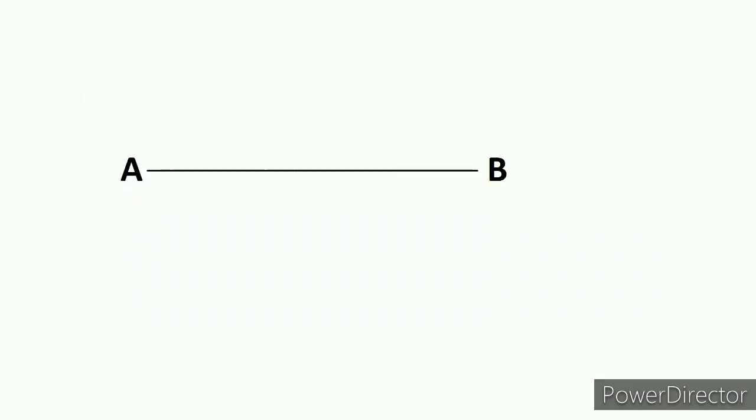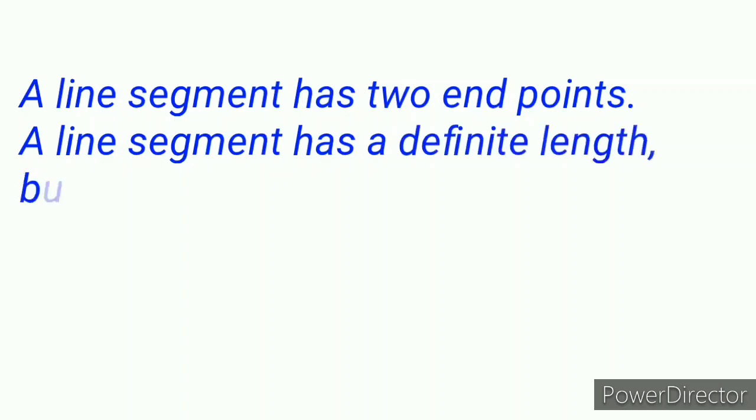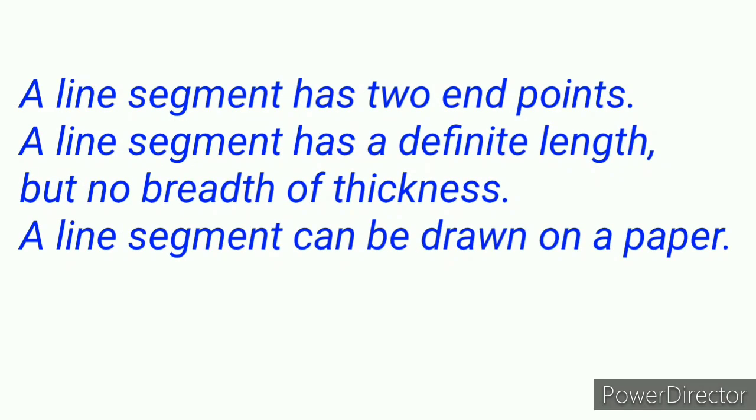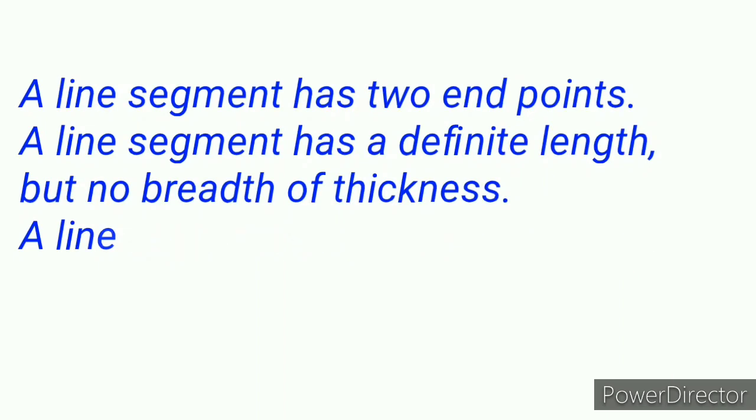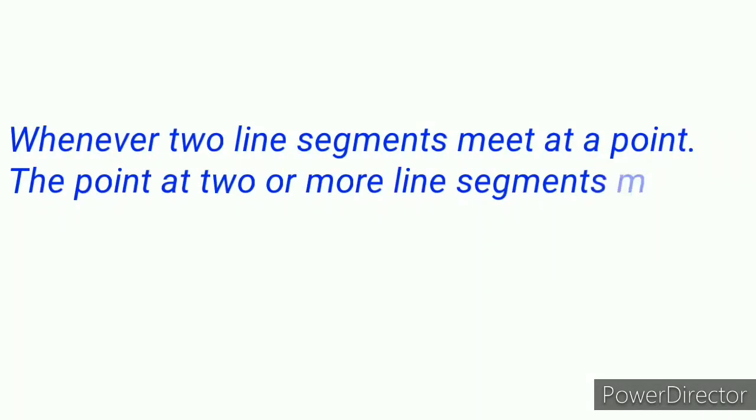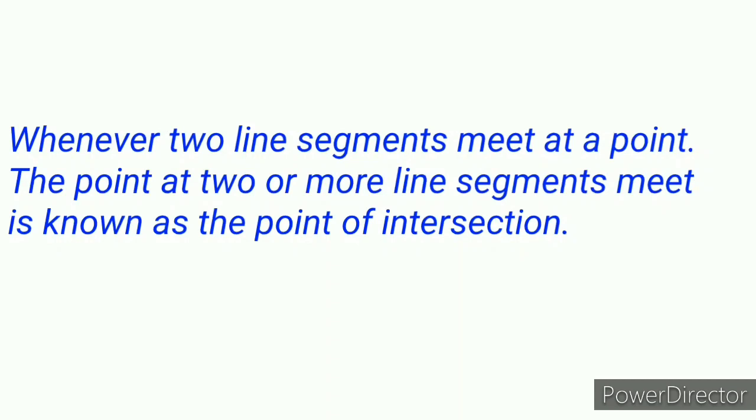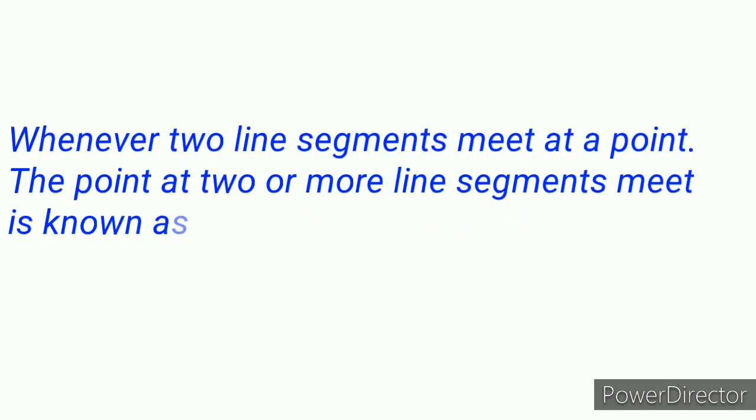Now let's understand the properties of line segment. A line segment has 2 endpoints. A line segment has a definite length but no breadth or thickness. A line segment can be drawn on a paper. Whenever 2 line segments meet, they meet at a point. The point at which 2 or more line segments meet is known as the point of intersection.